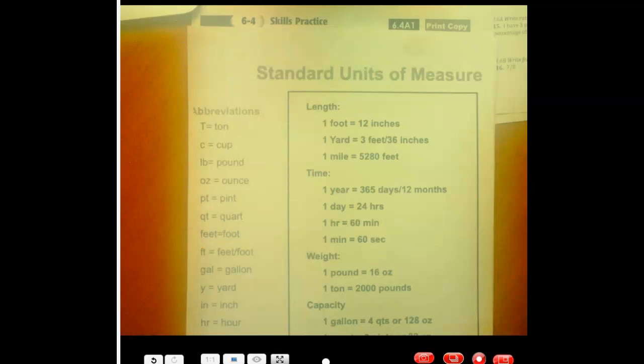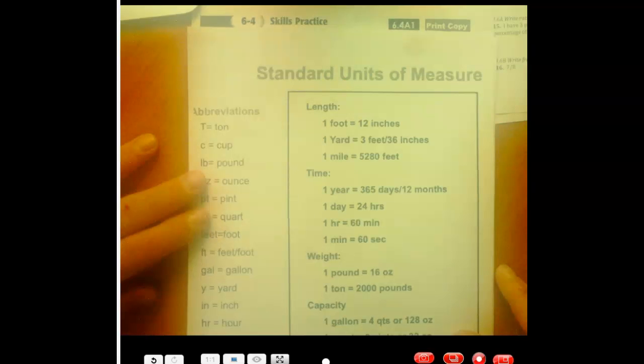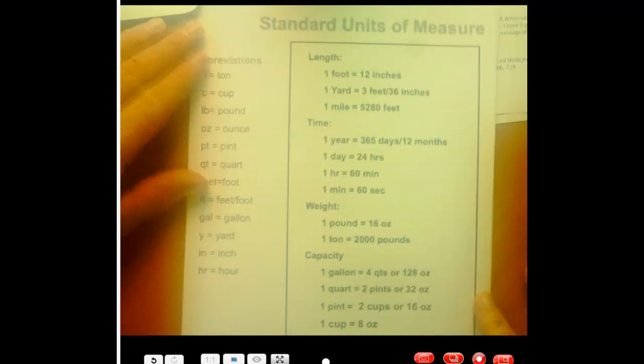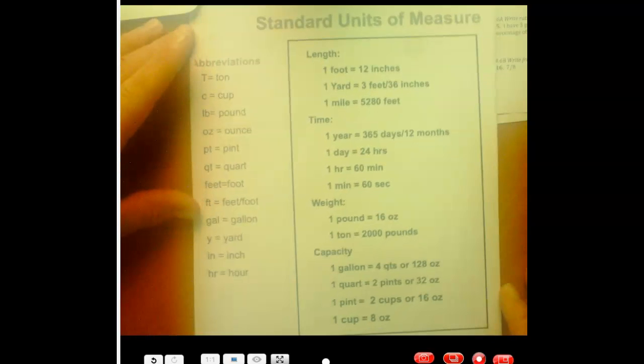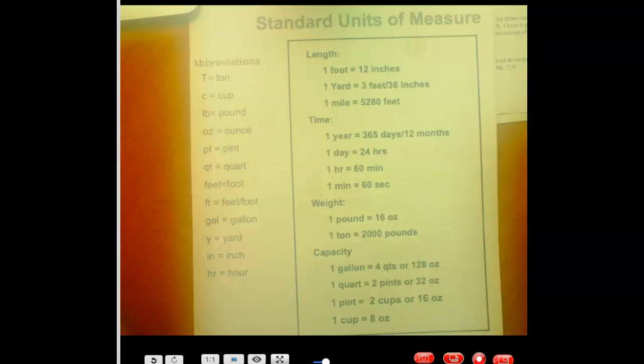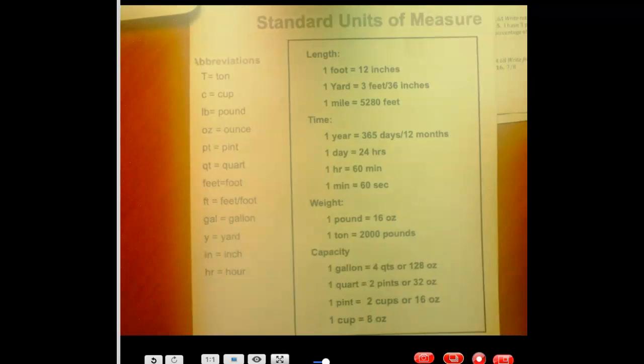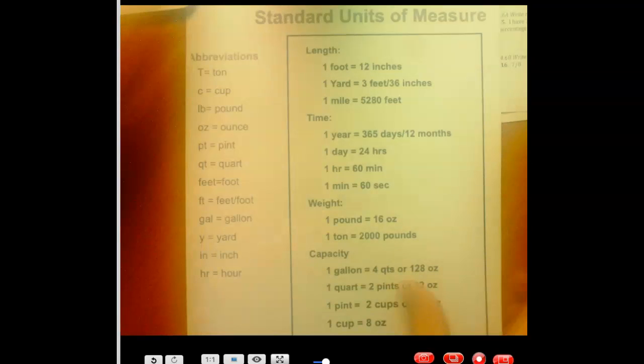Hello, this is a tutorial on 6.4a1. In order to do this sheet successfully, you're probably going to need this cheat sheet I've got right here. So I'm just going to go up here and give you a chance to snap that. See if I can get it a little bit nicer for you. It's got some standard units of measure on there, and it's also got the abbreviations. Okay, sounds good. Let's get going. I'll be referring to that in a second here to refocus and get down to our assignment for today.